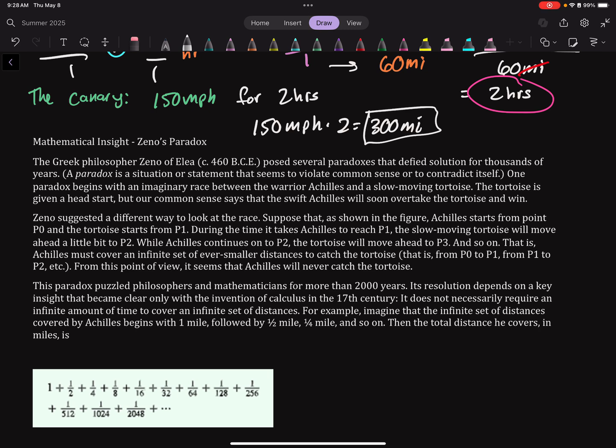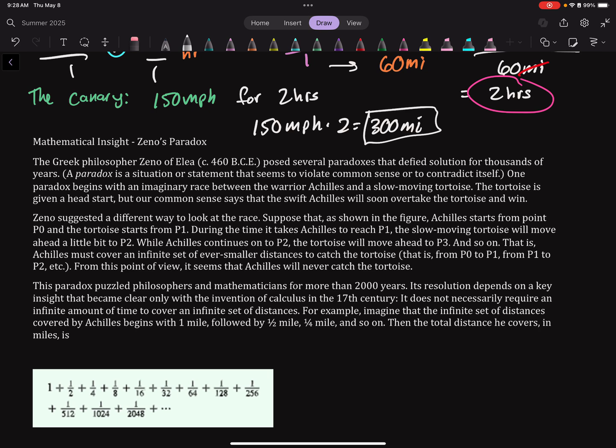One paradox begins with the imaginary race between the warrior Achilles and a slow-moving tortoise. The tortoise is given a head start, but our common sense says that the swift Achilles will soon overtake the tortoise and win. Zeno suggested a different way to look at the race. Suppose that, as shown in the figure, Achilles starts from point P0 and the tortoise starts from P1. During the time it takes Achilles to reach P1, the slow-moving tortoise will have moved ahead a little bit to P2. While Achilles continues on to P2, the tortoise will move ahead to P3, and so on.